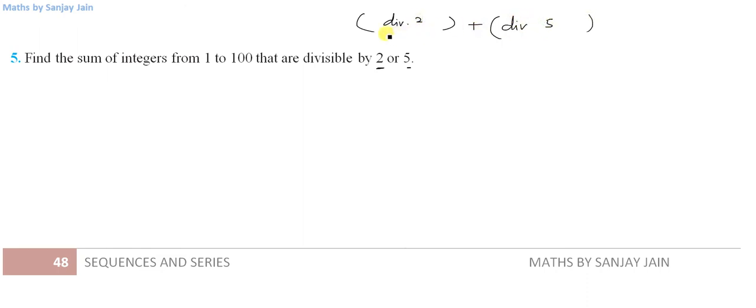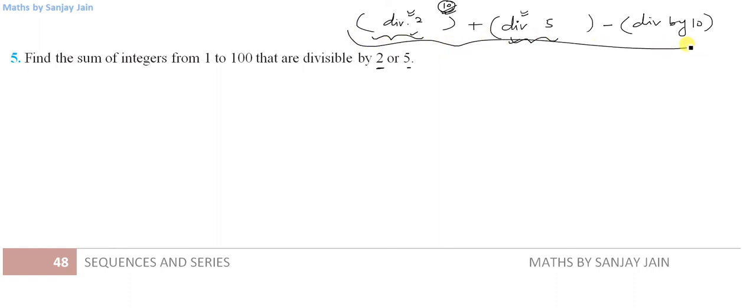Now when I find the sum of numbers divisible by 2, and the sum of numbers divisible by 5, I have calculated the sum twice for numbers divisible by 10, because those numbers are divisible by 2 and also by 5. So I have calculated these numbers twice. To take care of that overcounting, I will subtract the numbers divisible by 10 once. Now this will give me my answer, the numbers divisible by 2 or 5.